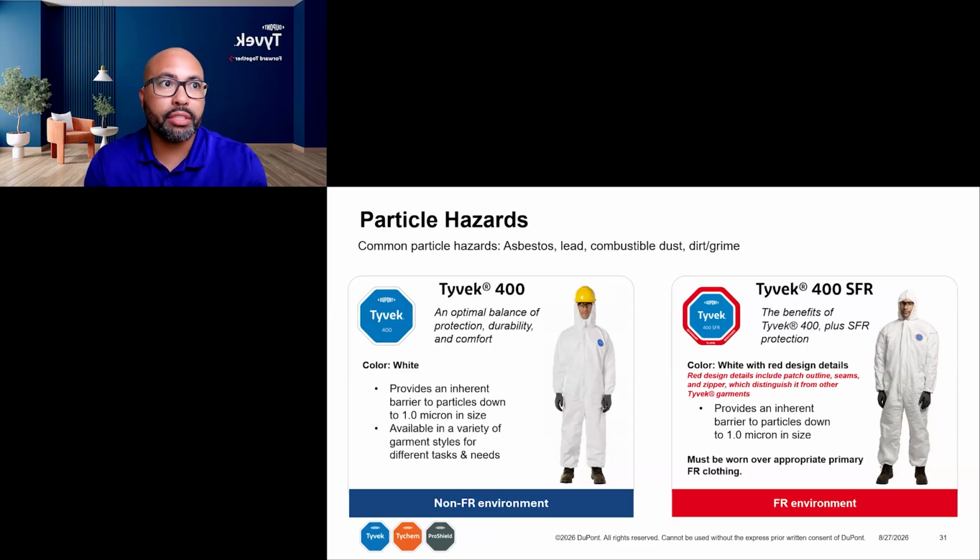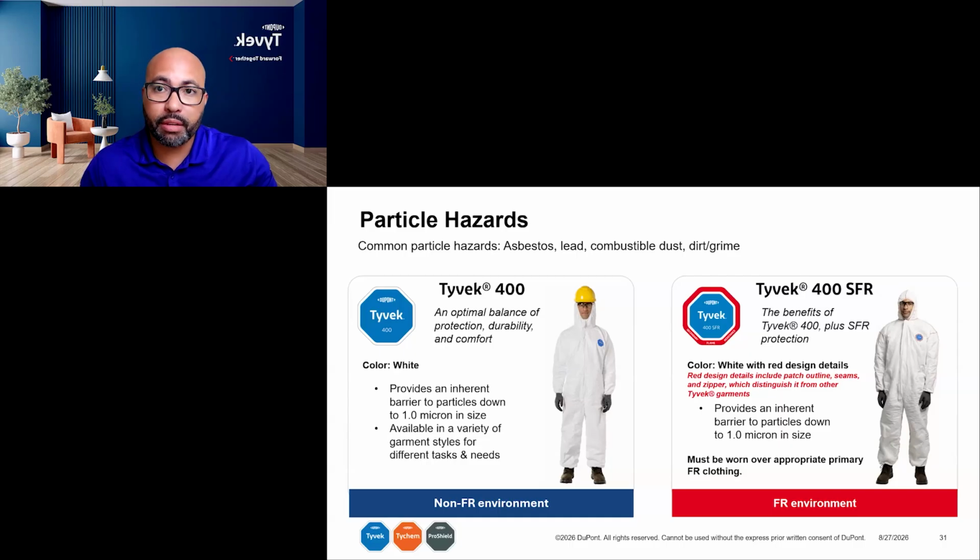These next three slides demonstrate some of our protective clothing options. However, we do have other styles and configurations, like sleeve aprons, that will fit your needs. If your site has particle hazards such as asbestos, lead, or combustible dust, we have two options. First, our Tyvek 400, which provides a great balance of protection, durability, and comfort, and an inherent barrier to particles down to 1 micron. If SFR is needed in this environment, choose our Tyvek 400 SFR.